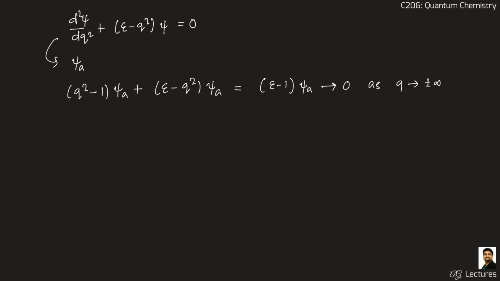by the form we have chosen. And let me write it down. The form that we have chosen is equal to some amplitude and exponential minus q square over 2. So therefore this form is going to be our asymptotic form.